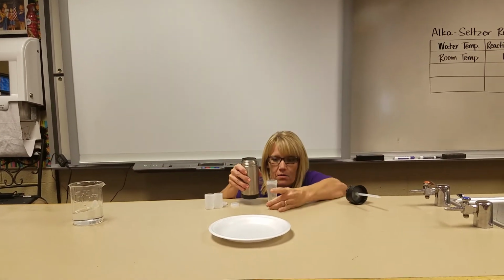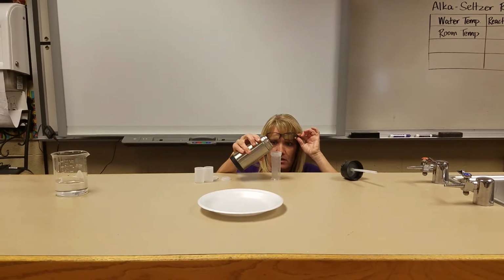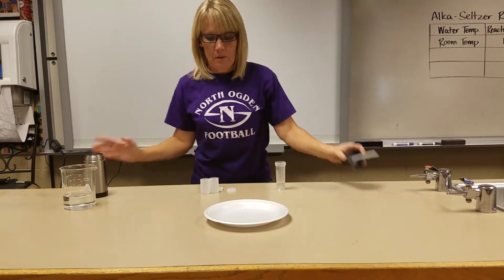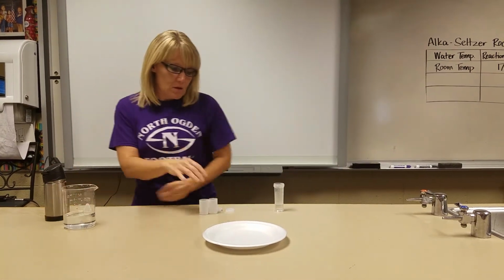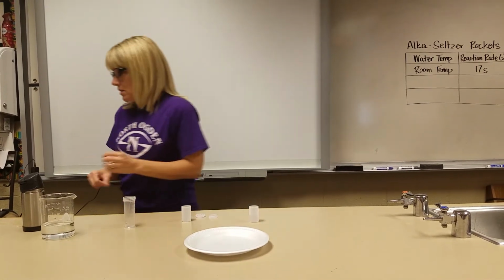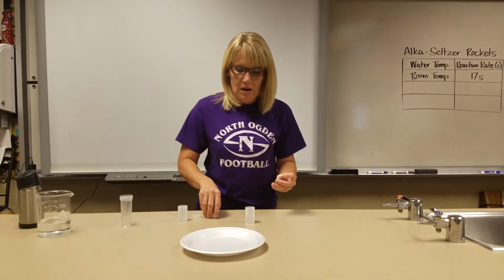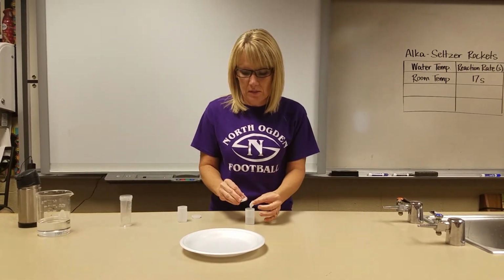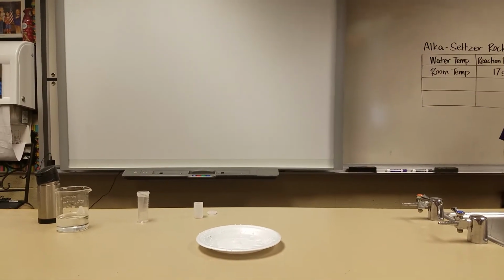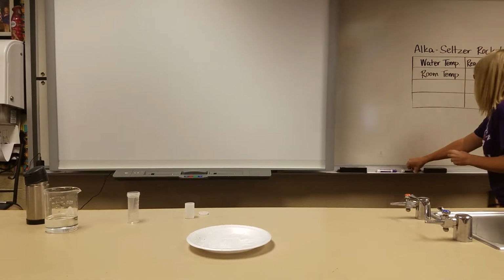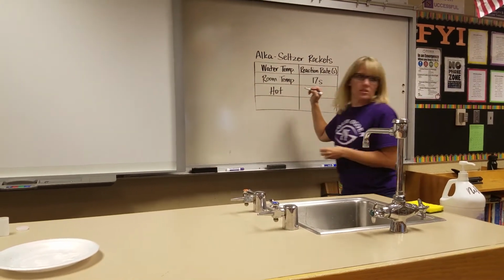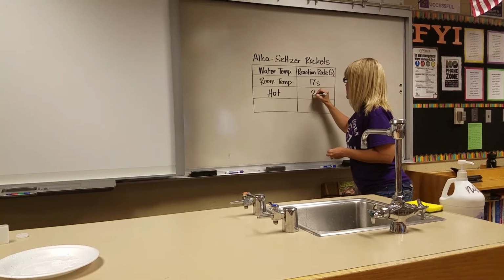Again, I'm going to measure out 15 milliliters. There we go. Put that into a film canister. Another Alka-Seltzer. So timer, you'll start as soon as I say go. Go. Woo! So over on my data table, we have hot water. It took 2 seconds.